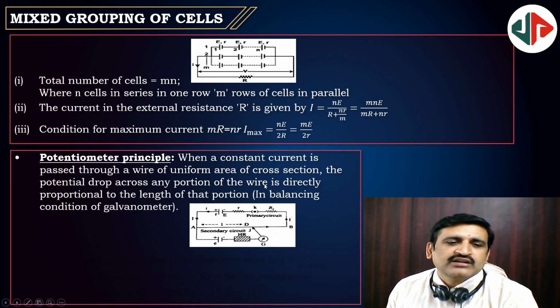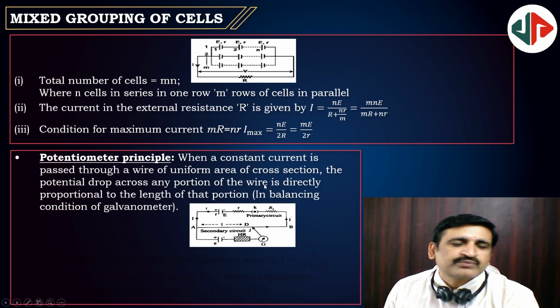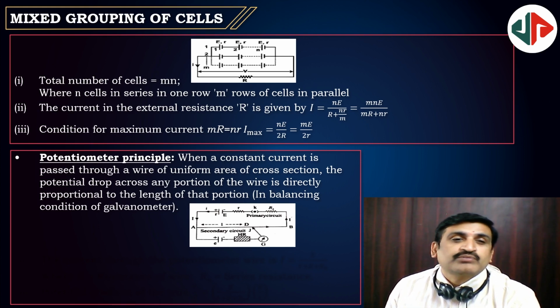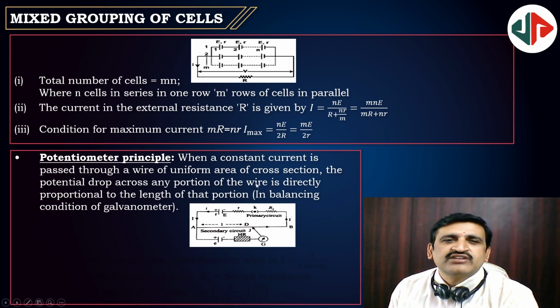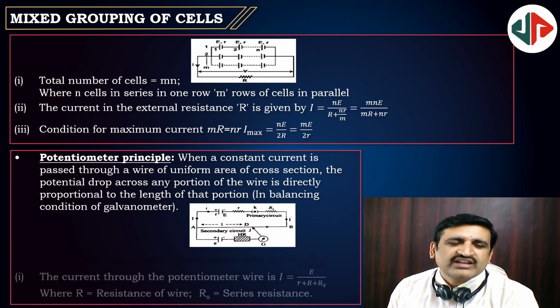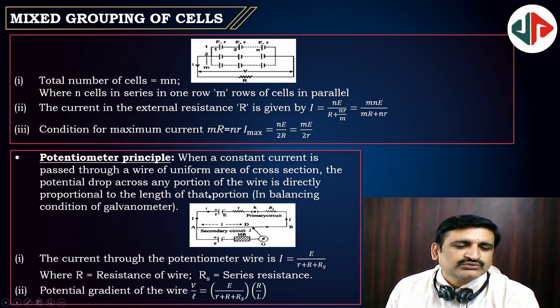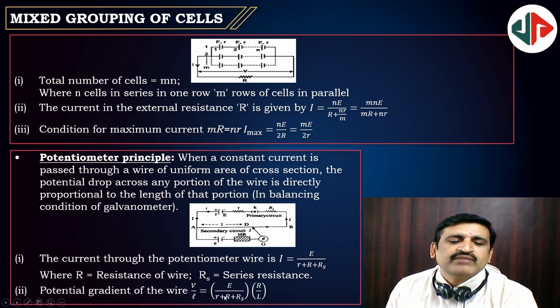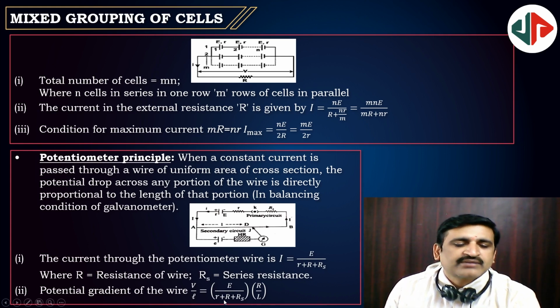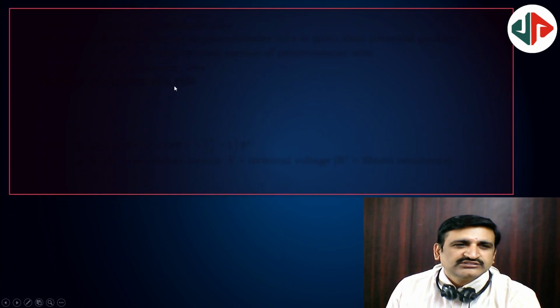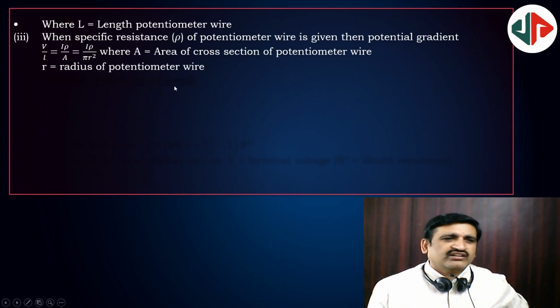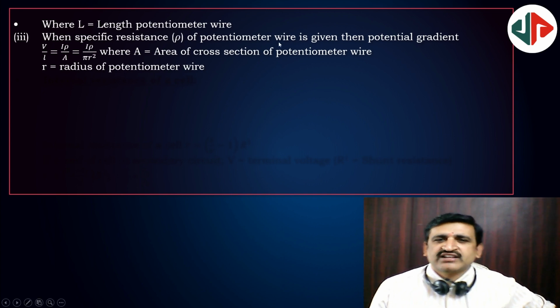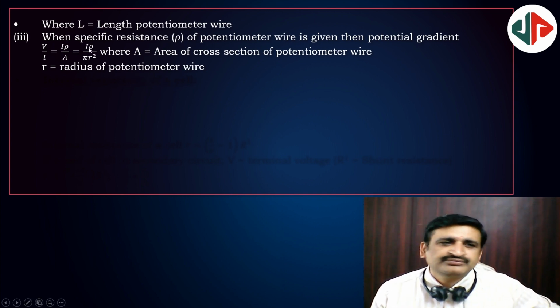Potentiometer principle. Potential drop across the potentiometer wire per unit length is constant. That is V/L is equal to a constant. V/L is equal to I lambda, or I rho, or I phi, whatever. So V/L is equal to I lambda, that is E / (R + r + Rs) into R/L. Where specific resistance rho of the potentiometer wire is given, then potential gradient V/L is equal to I rho / (pi R squared).